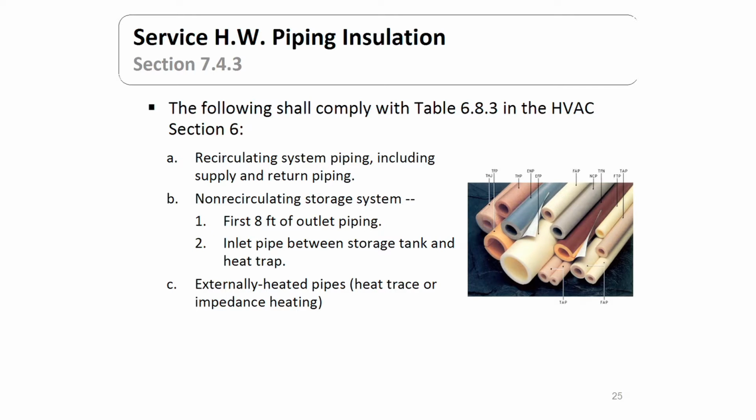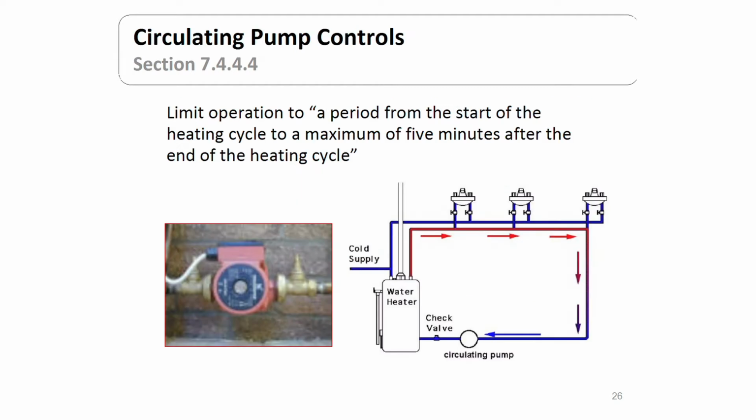Many systems are designed with circulating pumps on them, and basically this has a restriction on limiting the operation of that recirculator pump to a period from the start of the heating cycle to a maximum of 5 minutes after the end of the heating cycle. That's to make sure you're not just simply pumping around a lot of water, losing heat when the water demand's not in use at all.